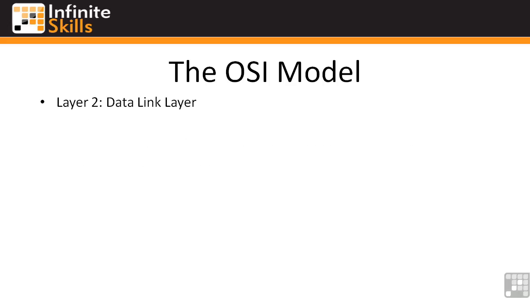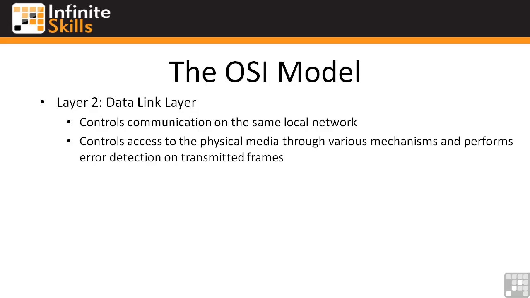Layer 2 is where things start to get interesting, in my opinion. That's the data link layer. Data link layer controls communication on the same local network. The data link layer also controls access to the physical media through various mechanisms, and we'll get into how that works when we talk more about how Ethernet works elsewhere in this course.